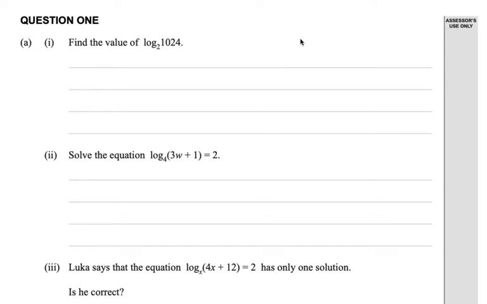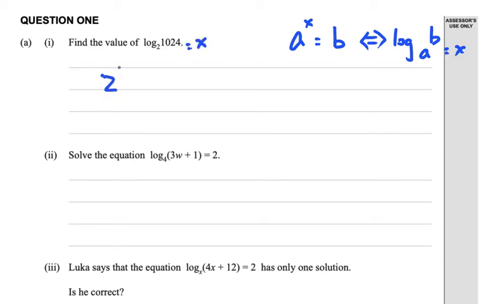We understand if we do have an exponential equation, we can turn it into a log form, right? So log A of B equals X. Okay, let's have a look at this. It says find the value of log base 2 of 1024. So it's really saying that equals what, right?